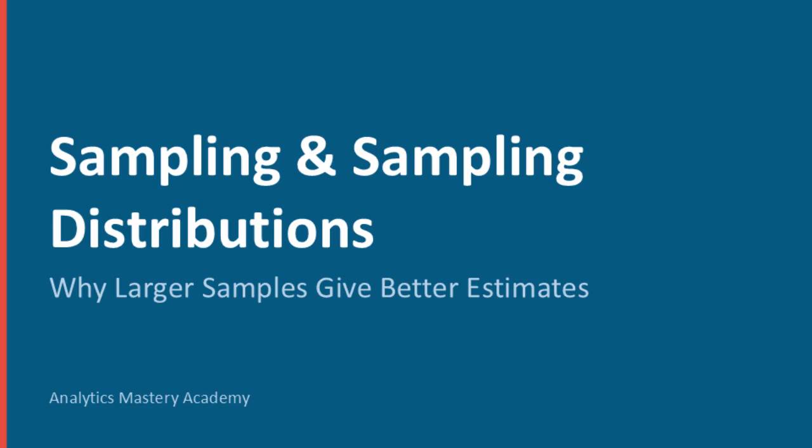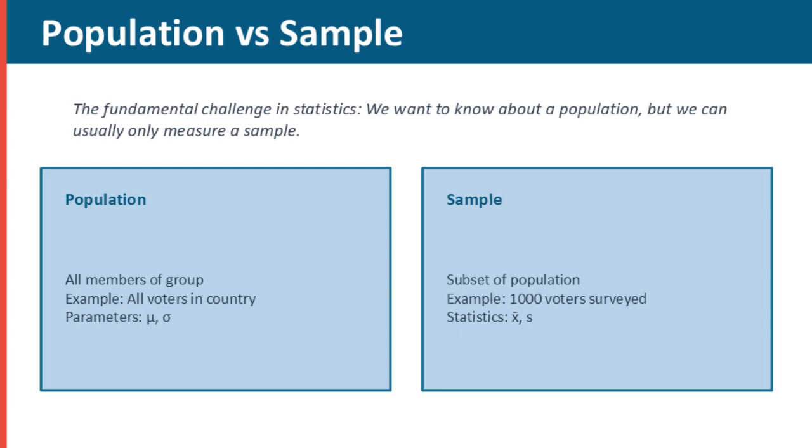So let's begin. Now let's start with what is population and what is sample. So let me start with the fundamental distinction that underlies all statistical inference. We have a population, all members of a group we are interested in: every voter in a country, every customer of a company, every student in a school. Populations are usually too large to measure completely. And then we have a sample, a subset of the population we can actually measure. A poll of 1,000 voters, a survey of 500 customers, a test for 100 students.